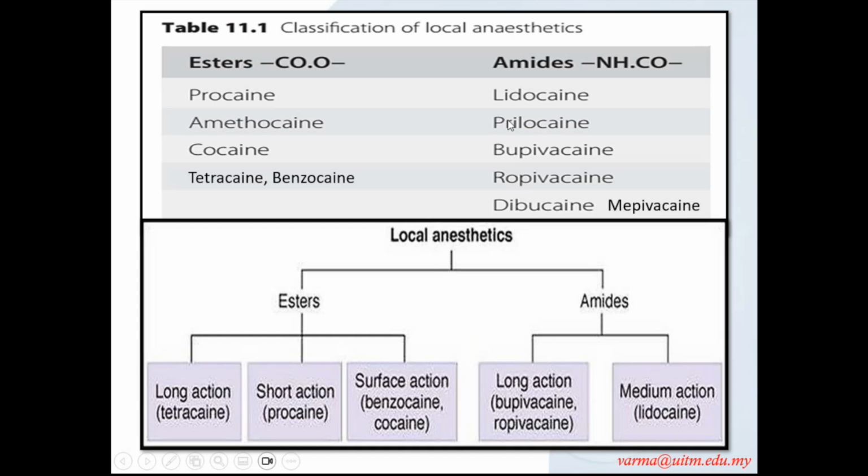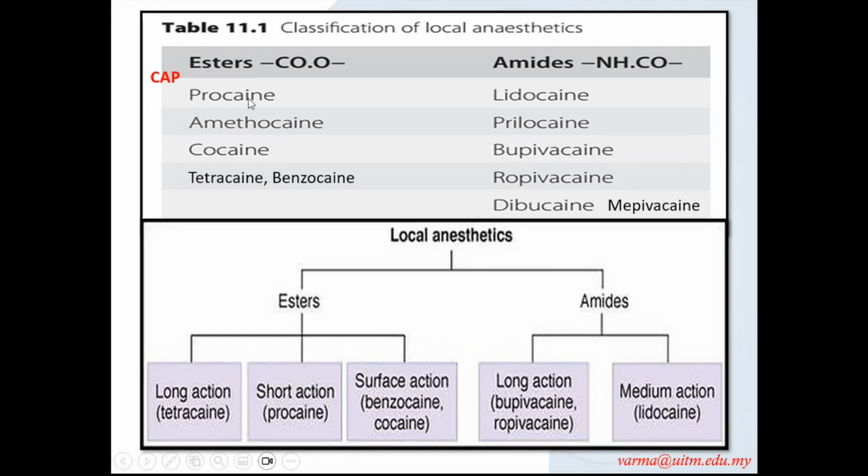So how do we remember this in exam? You don't have to mention all in exam. You usually have to mention only one or two examples. So for esters, I remember CAP. Cocaine is the first one that was discovered, then amethocaine and procaine. For amides, the easier way to remember, so you don't get confused with which one is ester and amide: amide group always has a double I in their name. So you can see lidocaine has 2 I's, prilocaine 2 I's, bupivacaine got 2 I's, ropivacaine got 2 I's.